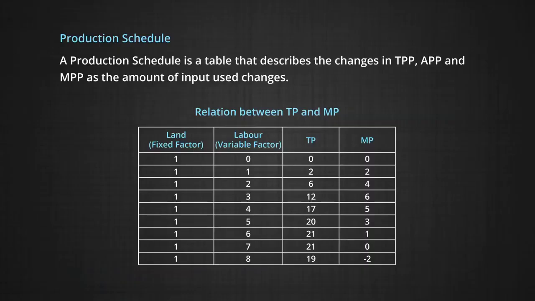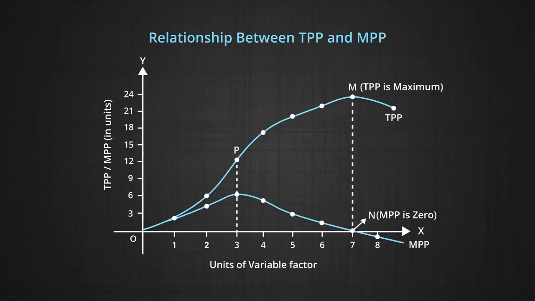The same information can be represented in a production schedule. A production schedule is a table that describes the changes in the total physical product, the average physical product and the marginal physical product as the amount of the input used changes. And the diagrammatic representations of these variables give us the TPP curve, the APP curve and the MPP curve, which are shown in the diagram on the screen. We can discuss the relationship between TP and MP.